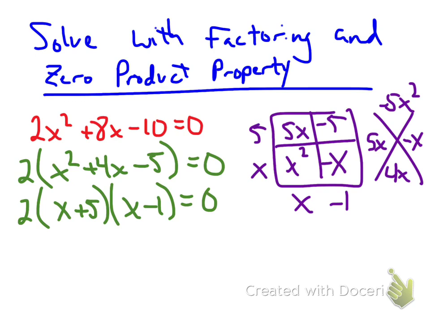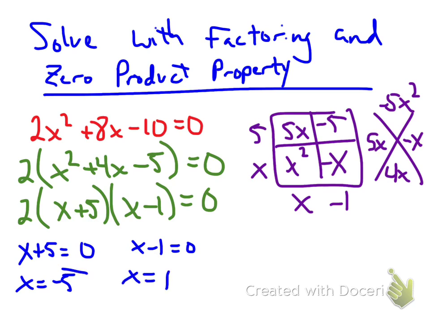So, zero product property. I don't use the 2 for my zero product property because I don't have an x involved. And if I set that factor equal to 0, 2 equals 0 doesn't make any sense. So I don't worry about that one. But my other factor of x plus 5 equals 0, I can solve that one. That's x equals negative 5. And my factor of x minus 1 equals 0, I can solve that one and get x equals 1. So my answers to this first problem are x equals negative 5 or x equals 1.